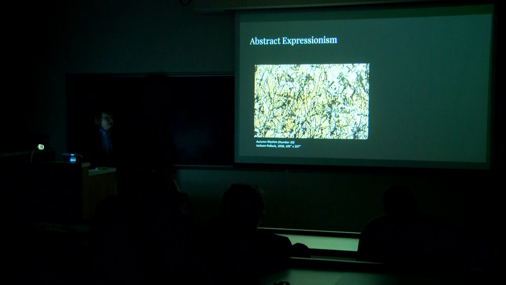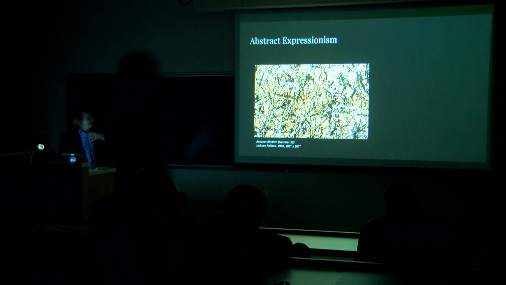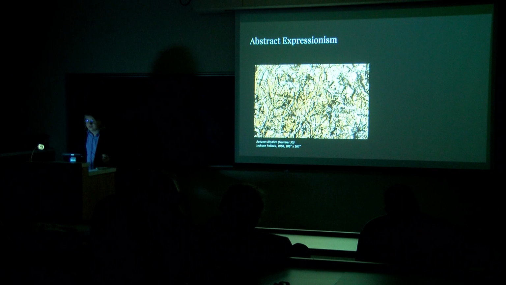For example, Jackson Pollock, the most famous abstract expressionist, his work was using paint not as a way to represent something else, but rather just as a medium unto itself. His work is all about the motion of the paint, the physical qualities of paint as a medium, that connectivity with the material that you're using to create the art.